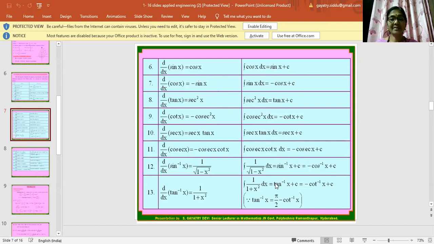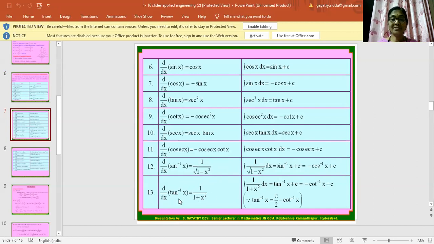In the similar way, we can go for inverse forms also. Derivative of sin inverse x equal to 1 by root of 1 minus x square. Integral 1 by root of 1 minus x square dx equal to sin inverse x plus c, which is again equal to minus cos inverse x plus c, because the derivative of cos inverse x is having same form just with the difference of minus. So whose integration may give either plus sin inverse x or minus cos inverse x. So that you can express in both these ways.